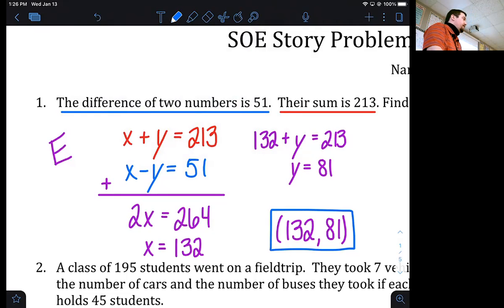Wouldn't you just do 132 minus 51? And then you get 81. If you were plugging it into the blue one instead of checking, yeah. But if you already have both answers, you could just plug both answers in for x and y.